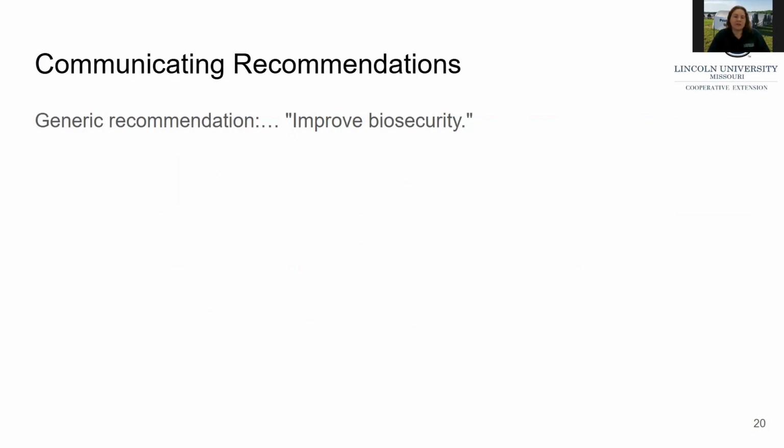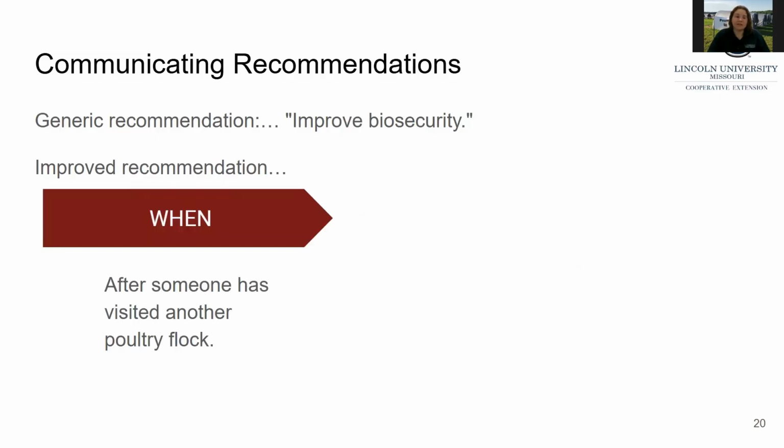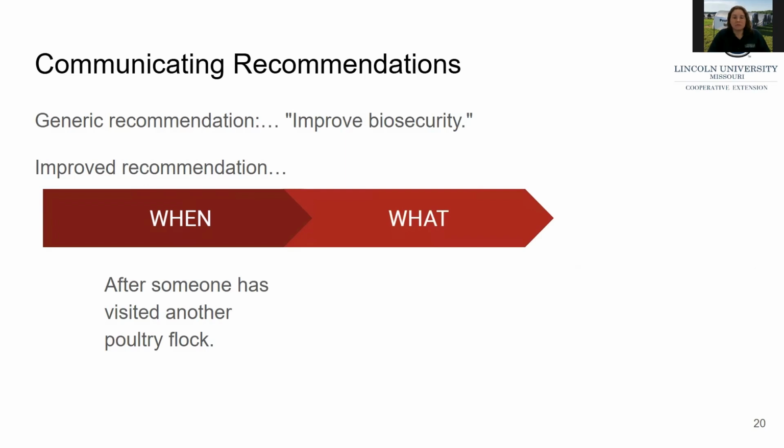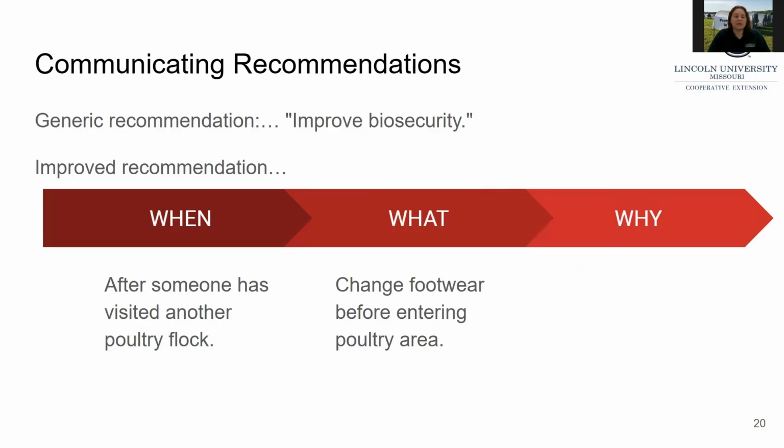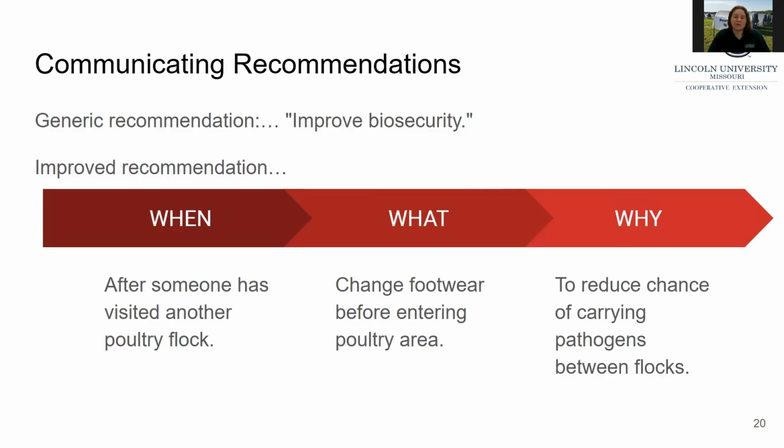But identifying a good intervention is only part of the job. We also need to communicate the recommendation clearly enough that the producer understands what we're asking them to do and why it matters. We want to tell the producer when the recommendation applies, what they should actually do, and why we're recommending it. So rather than saying, improve biosecurity, we might say, when someone has visited another poultry flock, what? Change footwear before entering your poultry area. Why? We're trying to reduce the chance that something carried on footwear moves from one flock to another.